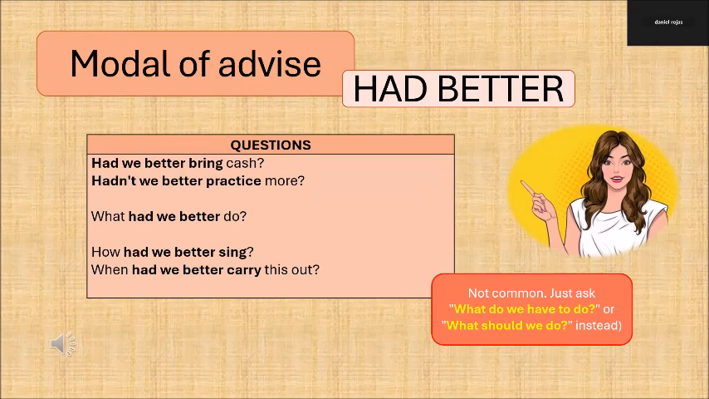What had we better do? How had we better sing? When had we better carry this out? They are not common. You must use what do we have to do or what should we do instead.